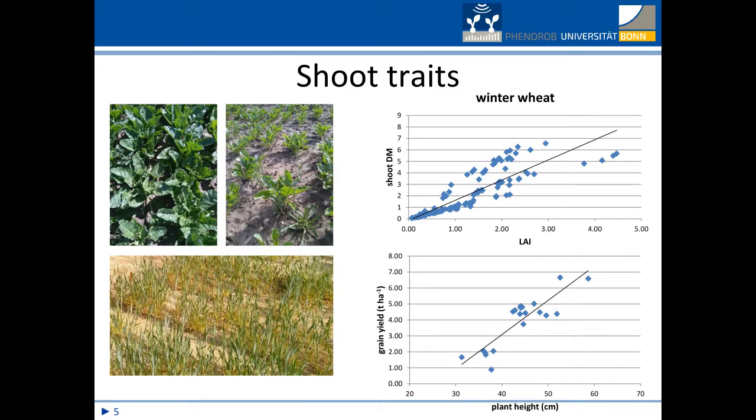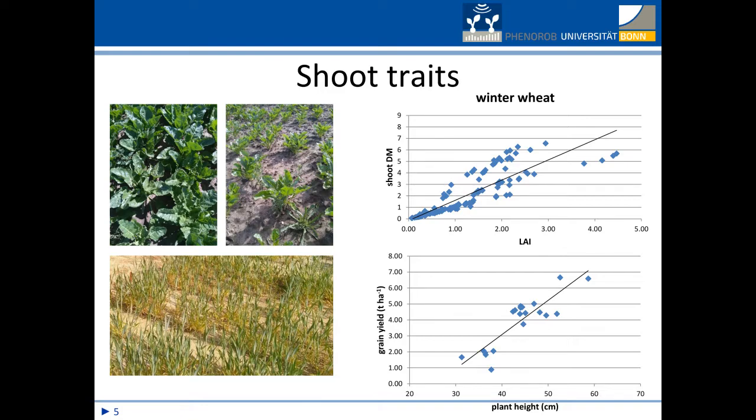For many classical shoot traits, the correlations are well known. The figure on the top right shows you, for example, the correlation of the shoot dry mass with the leaf area index of winter wheat. And on the bottom right, you can see the correlation between grain yield and plant height for the same dataset. Also, we often know how to interpret shoot traits.